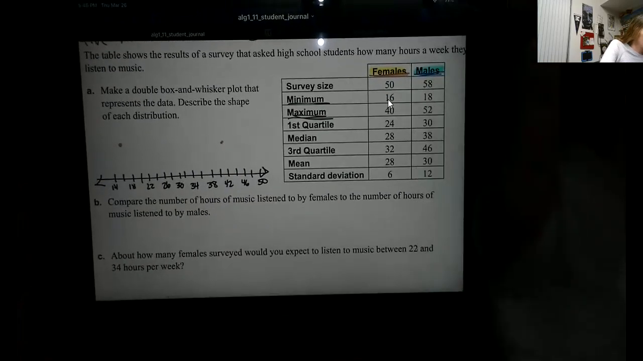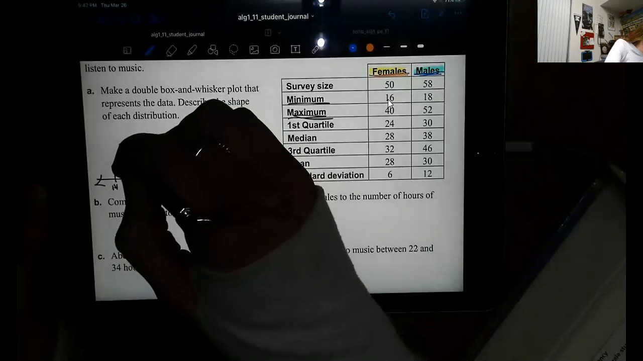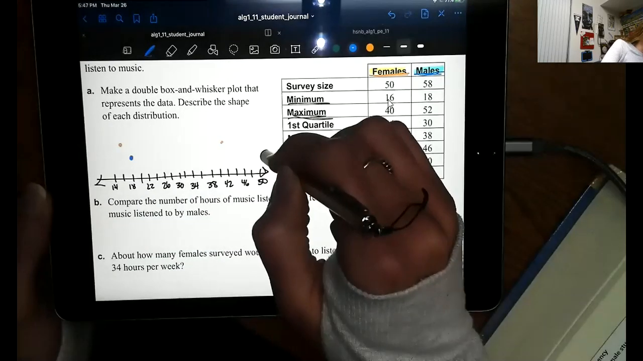For males, I'm going to go ahead and make it kind of complicated. For males, I'm going to choose blue. For males, I have the lowest at 18 and the highest at... we're not talking about teams anymore. We're talking about how many hours a week, a little bit more on a level playing field. Guys, the lowest of theirs is 18 and the highest of theirs is 52.